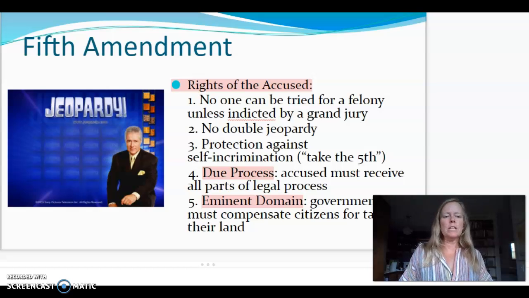The fifth one is eminent domain. Government, believe it or not, they can take your property. They can take your home.